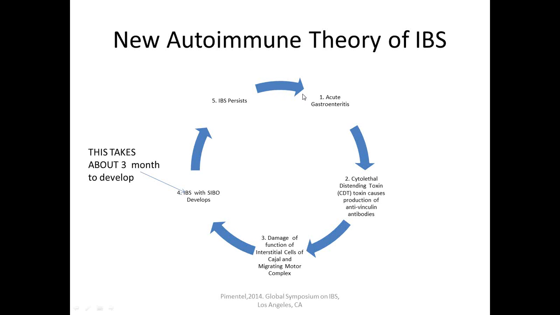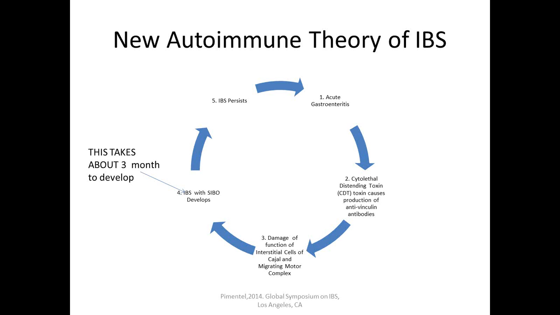So we think that in IBS, 20% of patients with some form of acute gastroenteritis will go on to develop IBS. So gastroenteritis, also known as traveler's diarrhea. And many of those patients will also develop SIBO. And here's how they're proposing this happens. In acute gastroenteritis, there's a toxin released by common organisms like Campylobacter, E. coli, Salmonella, and Shigella. They all produce a toxin called CDT, or cytolethal distending toxin.